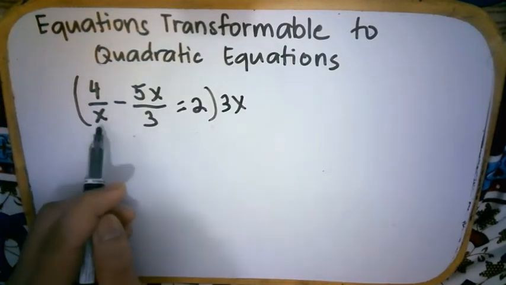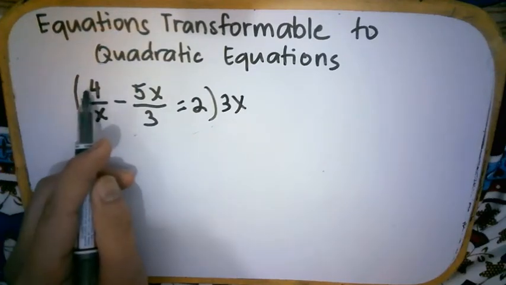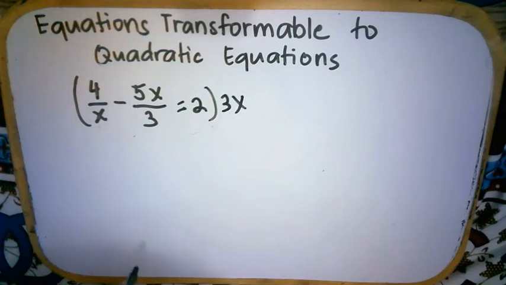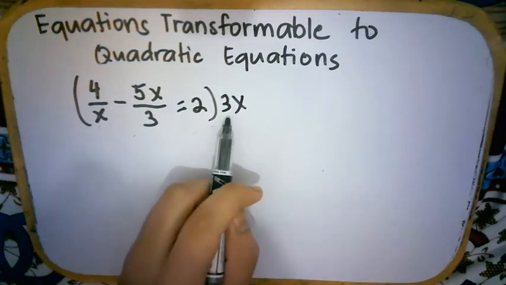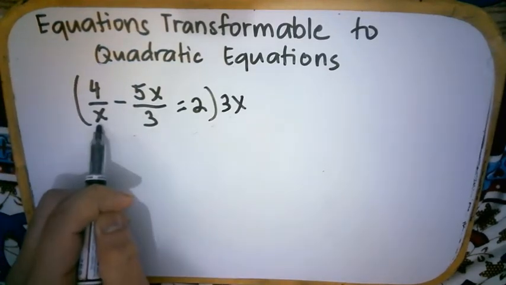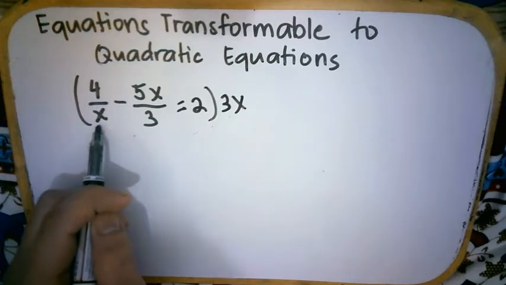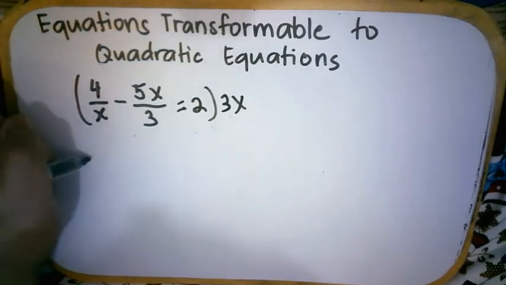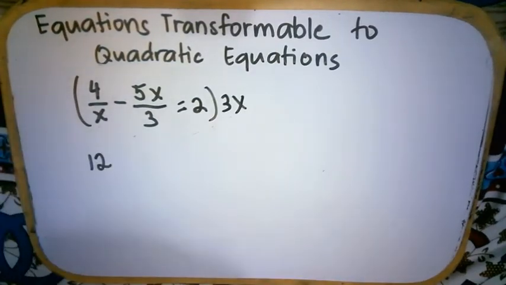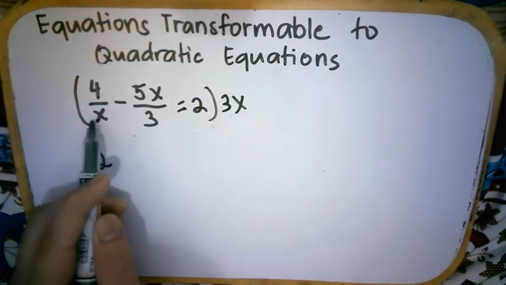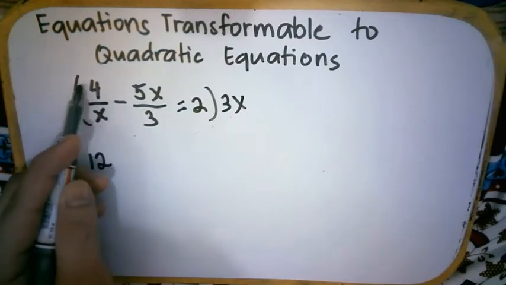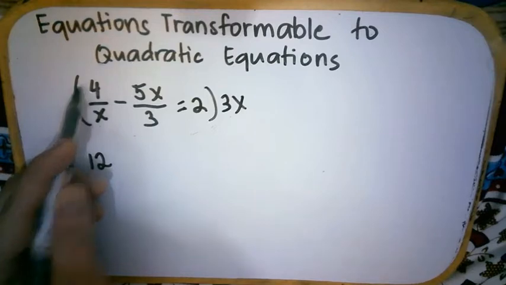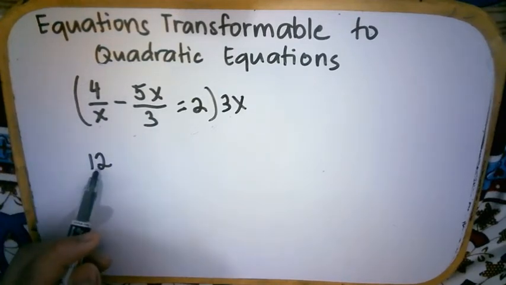3x divided by the denominator and then multiply by the numerator. So, that will be the answer. Let's try. 3x divided by x will be 3. And then 3 times 4 is 12. So, ulitin natin, 3x divided by x is 3. And then 3 times 4, which is the numerator, so that will be 12.